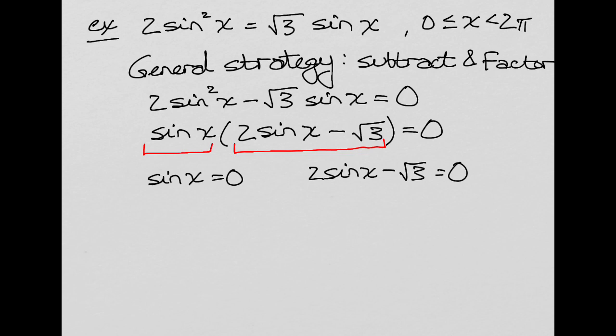is 0. Well, between 0 and 2 pi, the sine function has a value of 0 at 0 and pi. And that's it. The other half I'm going to have to work slightly harder for. I'm going to add my root 3 to the other side and then divide by 2.